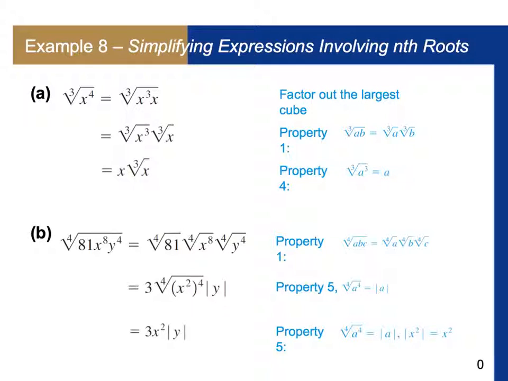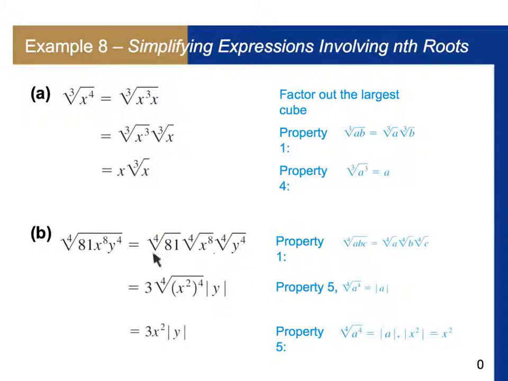So let's look at a couple examples here, and we'll look at more in class, but here we're taking the cube root of x to the fourth. Now what we're going to do is break out x to the fourth so we have a perfect cube there, and then we're going to use our properties to break these out. So the cube root of x cubed is just x, and that's using property 4. And then this cube root of x is just cube root of x, so we kind of stuck with that. So we can take an x out.